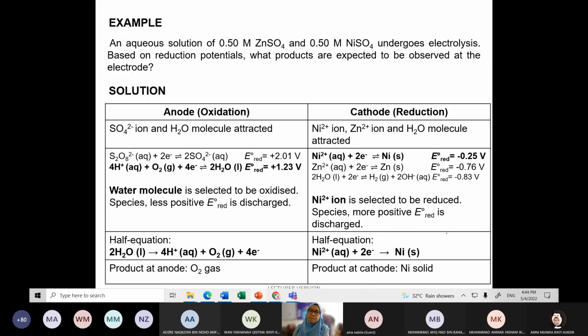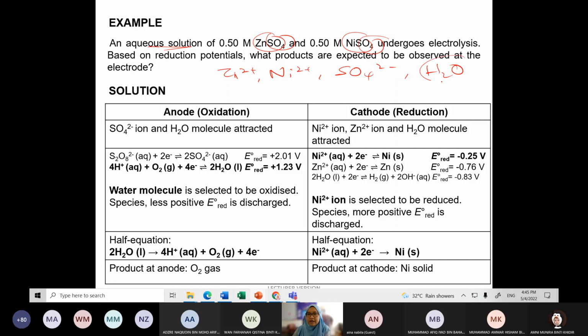Let's look at an example. An aqueous solution, that means we have water, of zinc sulfate and nickel sulfate undergoes electrolysis. That means we have a mixture in aqueous solution. Based on reduction potential, what products are expected to be observed at the electrode? You have to divide into anode and cathode and then list out all the possible ions or species present in the solution. So we have zinc, nickel, sulfate SO4 2-, and then we also have water.